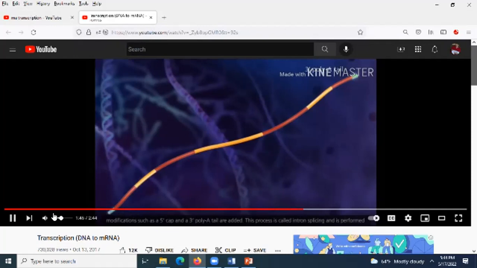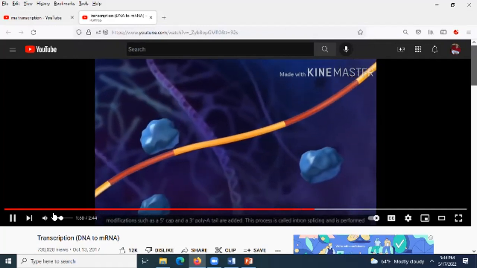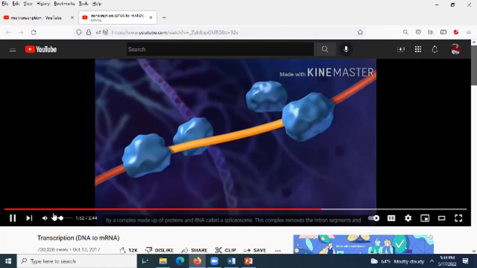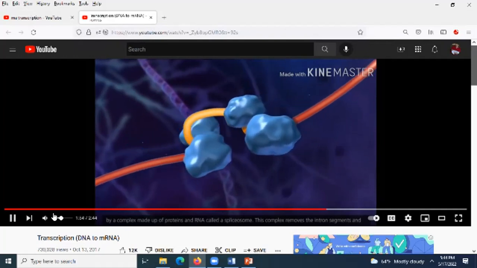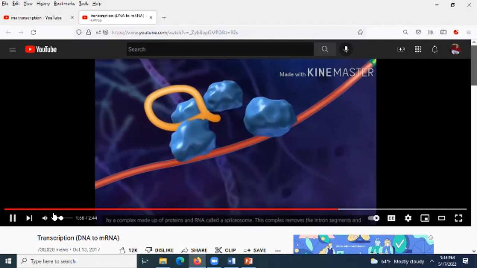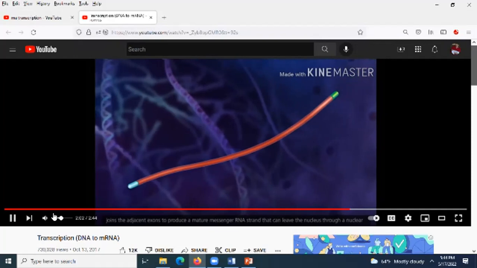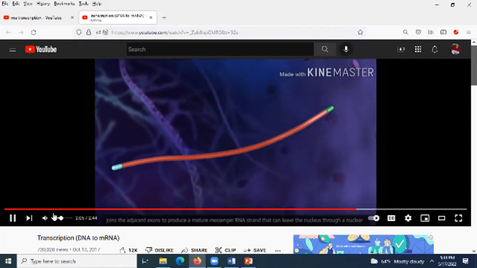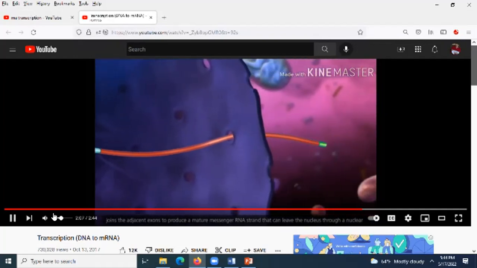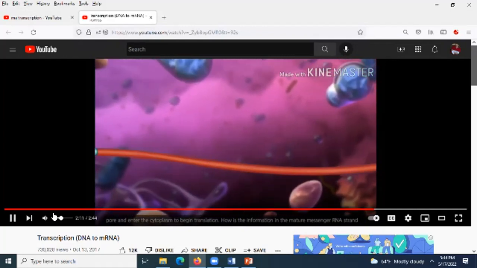This process is called intron splicing, and is performed by a complex made up of proteins and RNA called a spliceosome. This complex removes the intron segments and joins the adjacent exons to produce a mature messenger RNA strand that can leave the nucleus through a nuclear pore and enter the cytoplasm to begin translation.